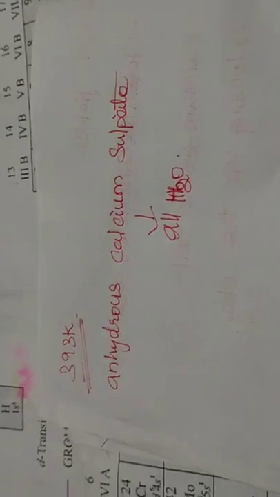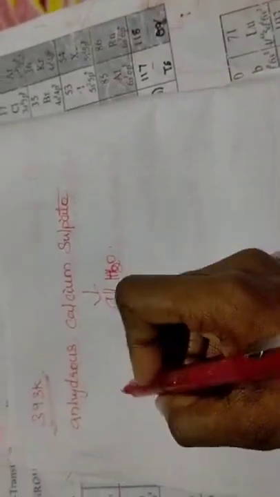That means it releases all the water molecules. All water molecules are evaporated because of increasing the temperature above 393 Kelvin. So that solid anhydrous calcium sulfate is known as dead burn plaster.